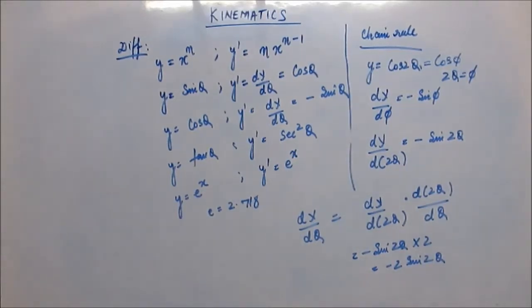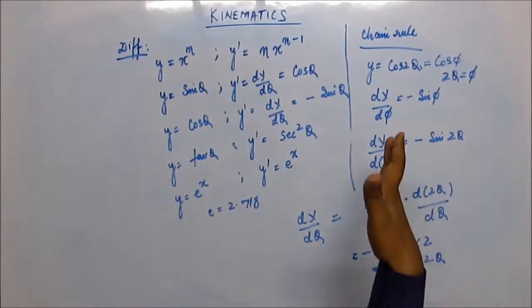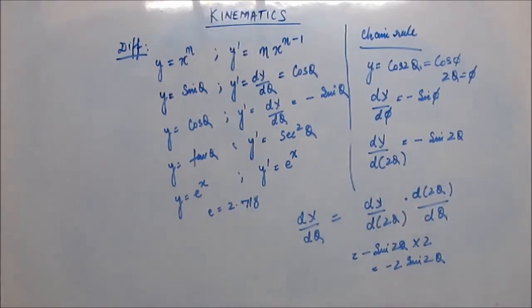This is a procedure to do it, but this is not required. It's not required for you to do each and every step all the time. You can do it directly, and you don't have to show any step at all. You can directly write the result: differentiation of cos 2 theta is minus 2 times sin 2 theta.